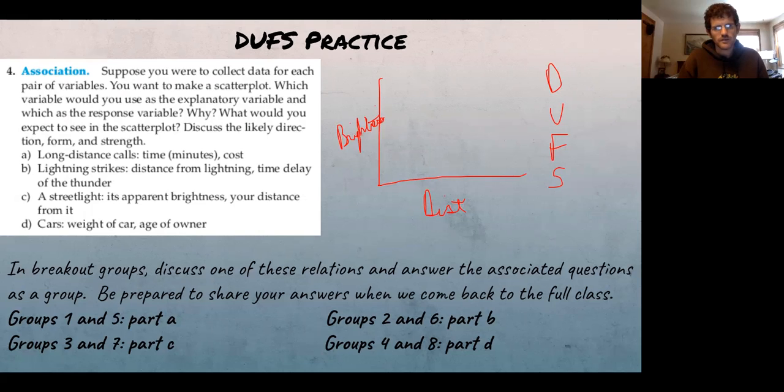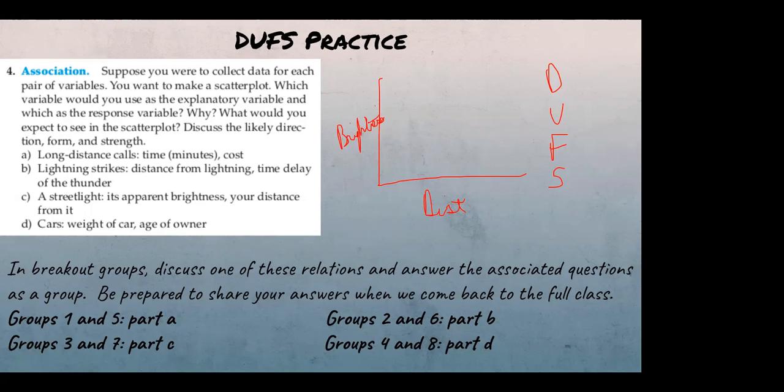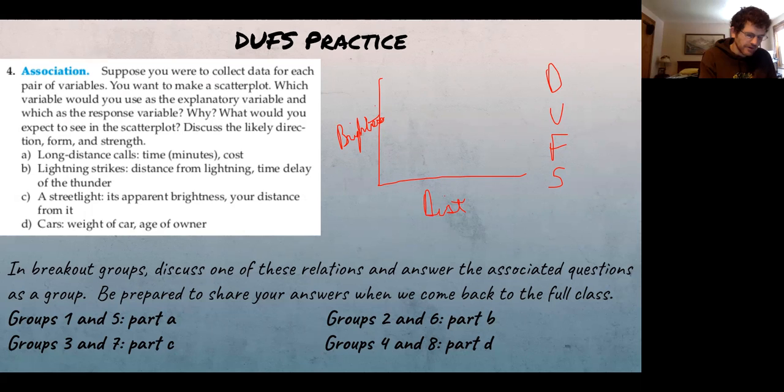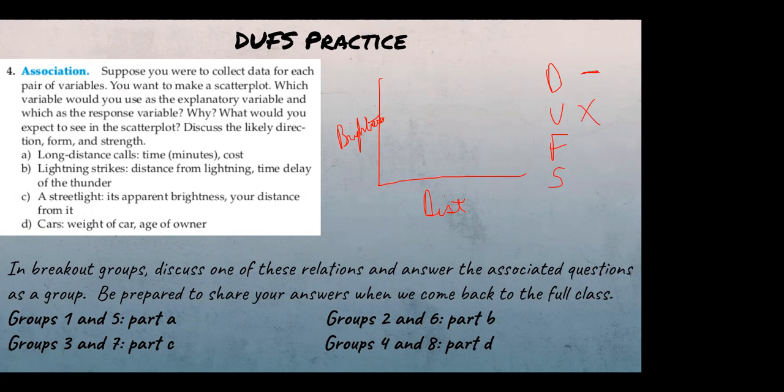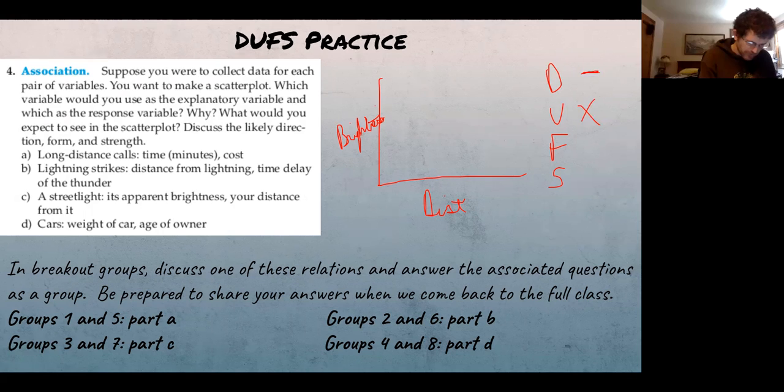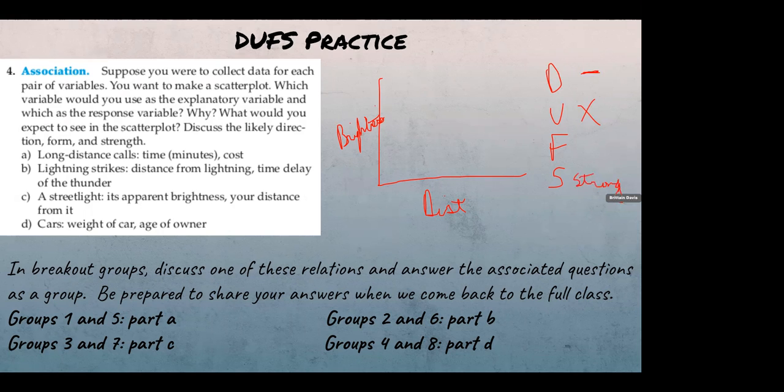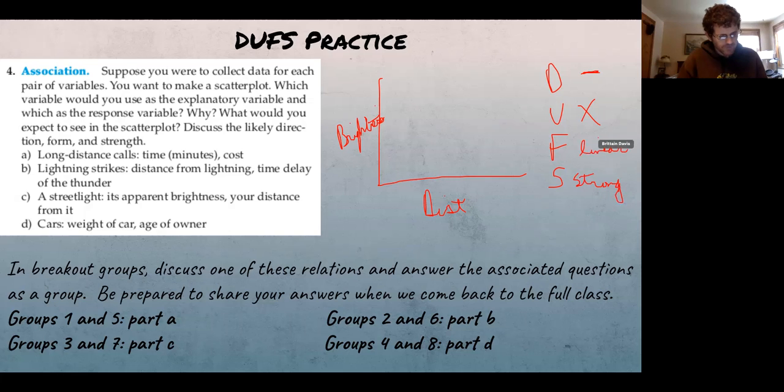Direction, what did you think? We said negative. Negative. All right. So let's put negative right there. What about the strength? We said strong. Okay, so strong for strength. Did you think it's going to be linear for the form? We said linear. Oh, you also said linear. Yeah. All right. So this is pretty good. And without having any other knowledge, I think that's a safe thing to say.